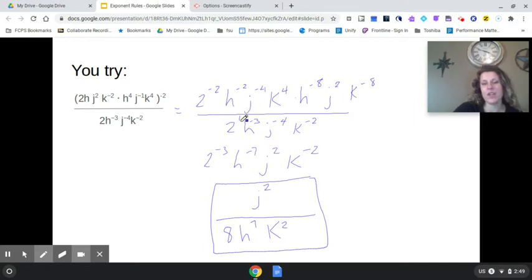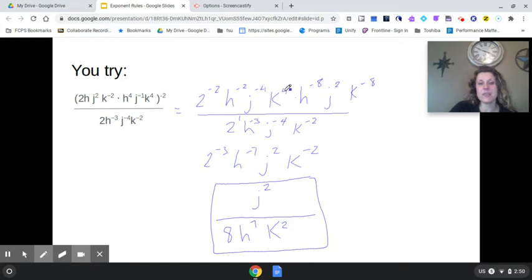So then I first subtracted the exponents on the 2's. So negative 2 minus 1 gave me negative 3. I added these h exponents together that were on the numerator. So h to the negative second times h to the negative 8th gave me h to the negative 10th. But then we were subtracting a negative 3, or negative 10 plus 3. That gave me that negative 7 power on the h. J's, same thing, negative 4 plus 2. That gave me negative 2. And then we were subtracting a negative 4. So negative 2 plus 4 gave me a positive 2 power on the j.